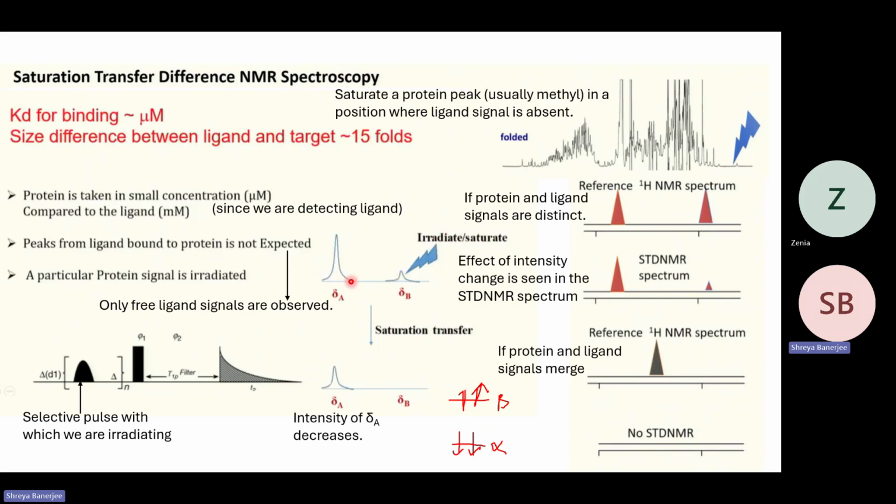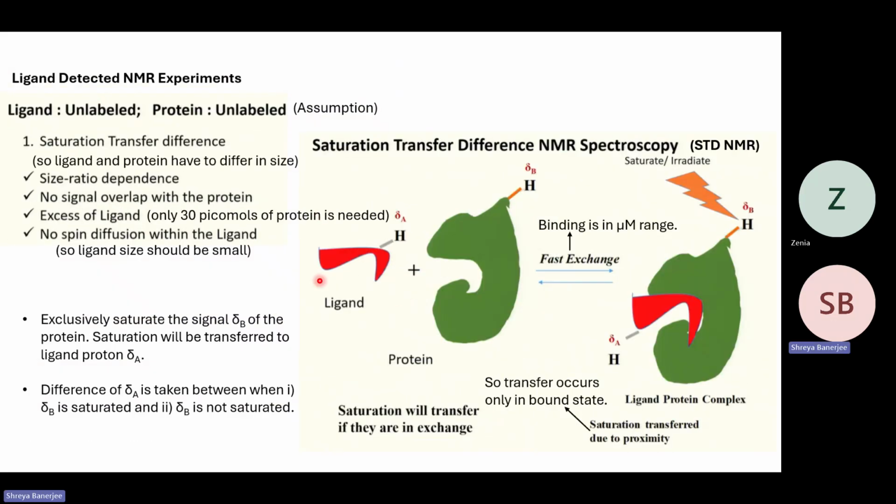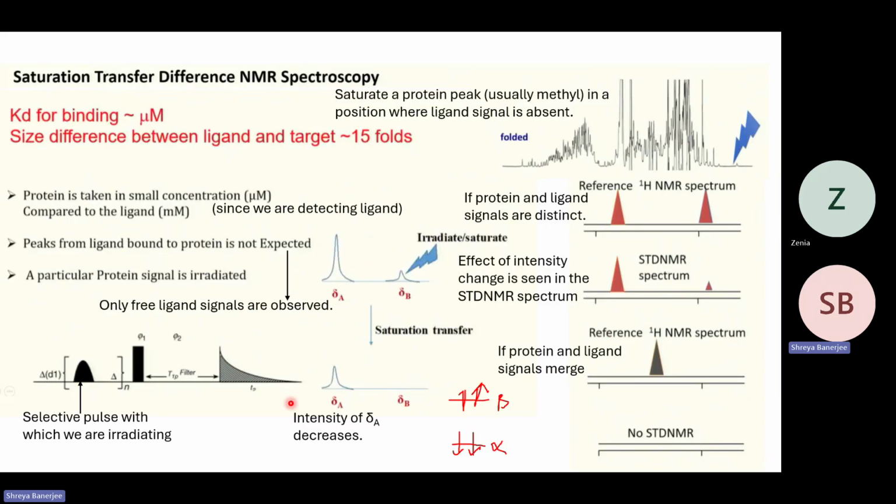But the delta A of the free ligand is far away from this irradiation, so you will still see it. So the intensity of delta A will decrease, but it will still be visible, because a lot of the ligand is still free. So from the free ligand, you will observe a lower intensity of delta A. And this is because initially we had taken a much larger concentration of ligand compared to protein.